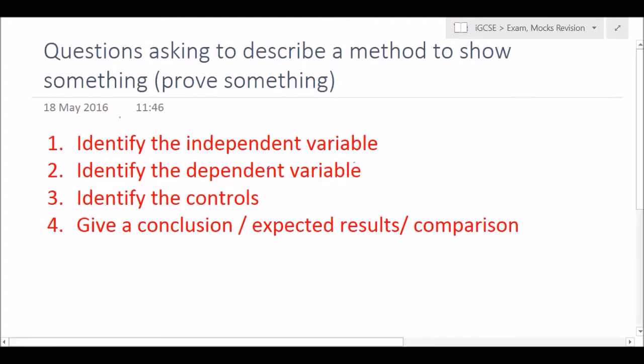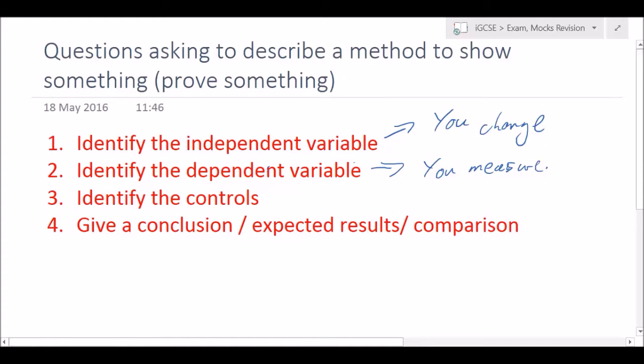The things that you need to consider are: one, the independent variable, and this is the one that you change. Number 2, identify the dependent variable, so this is the one that you're going to measure. And by measure, I mean you're recording that data multiple times.